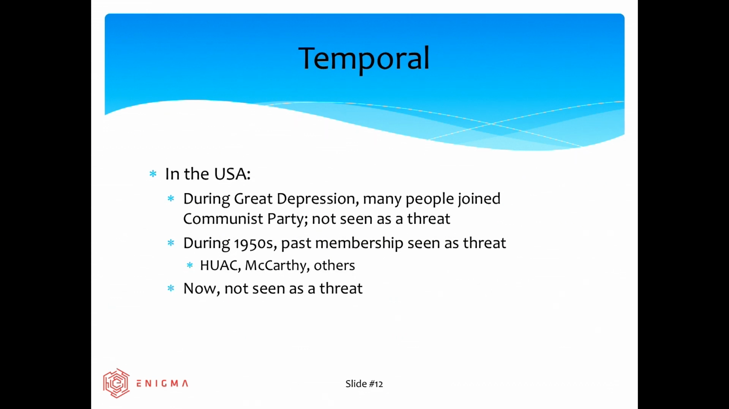There are other aspects to the model as well. Temporal. There are two types of temporal issues here. The first one is that threats don't remain constant, they evolve. For example, in the United States during the Great Depression in the 1930s, many people joined the Communist Party because they saw it as a beacon of hope for the future. But in the 1950s, that often came back to bite people with the House Un-American Activities Committee and Senator McCarthy's committee and a few other committees that took any membership in the Communist Party at any time as meaning you were working for an adversary, in this case, the Soviet Union. And unless you named names, you were basically a traitor.